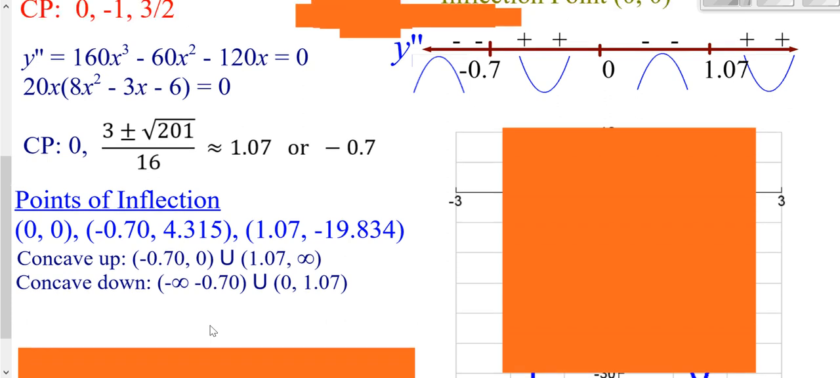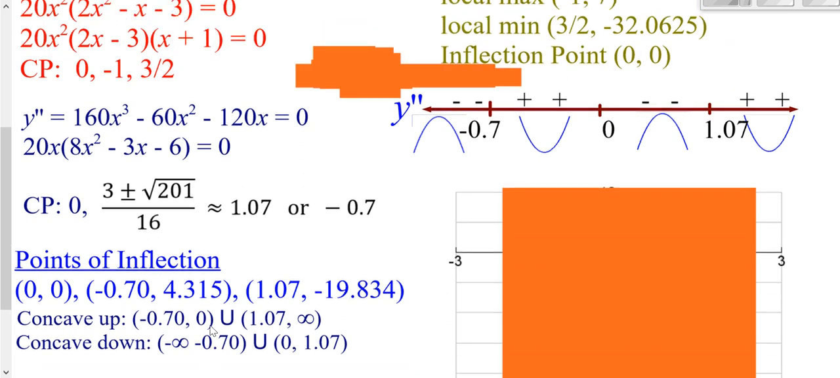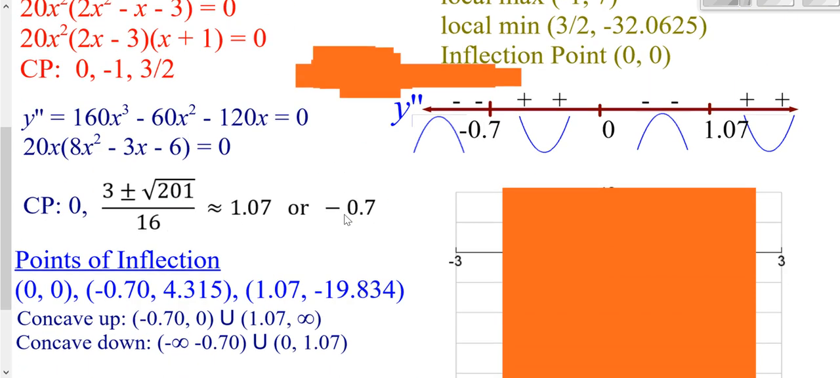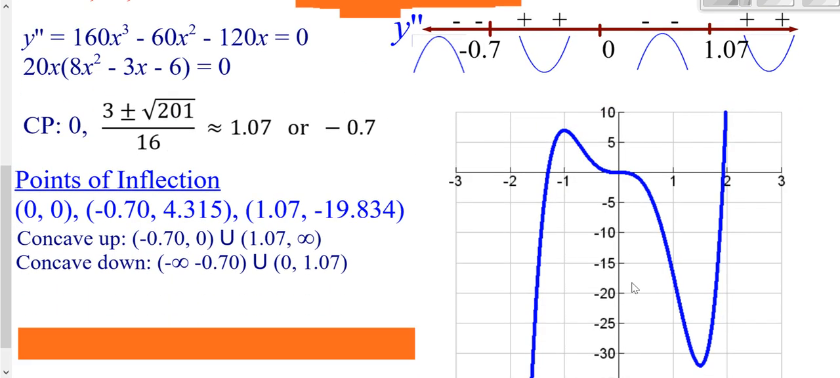So based on everything we get from our first derivative for max and min's, points of inflection, concave up or increasing and decreasing, and then everything from our second derivative with inflection points, concave up, concave down, and our zeros that we had up here, if you graph all that precisely, you would then get this shape of a graph.